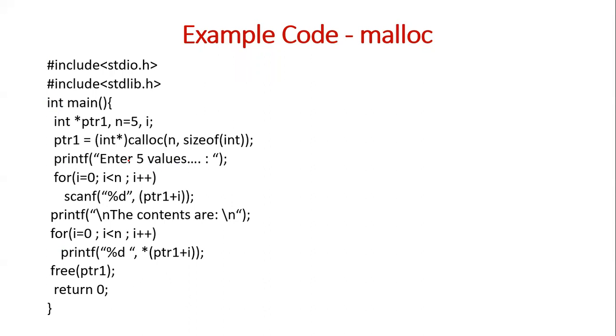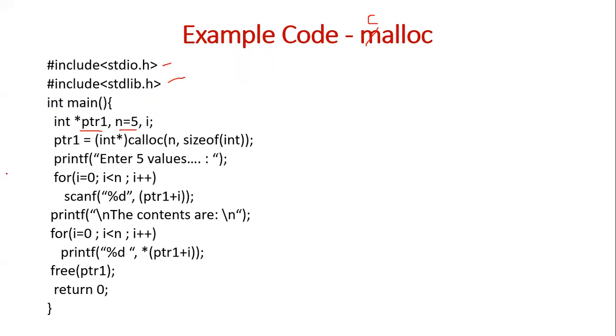So here is an example code for calloc. Sorry, this is not M, this is C. Here is example code for calloc. #include stdio.h, stdlib.h, and there is a pointer ptr1. n is assigned with 5, and this loop variable i is there.